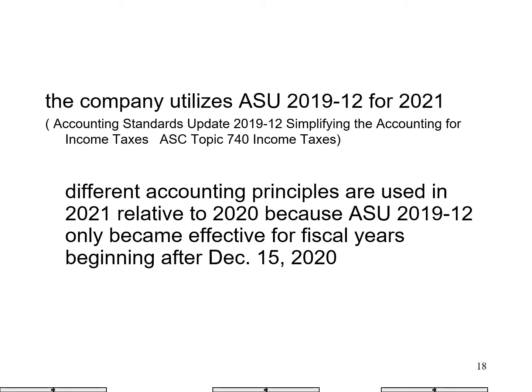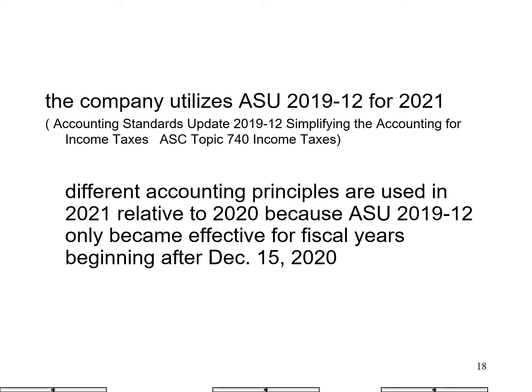The company utilizes Accounting Standards Update 2019-12 for the year 2021 under audit. Different accounting principles are used in 2021 than were used in 2020 because ASU 2019-12 didn't become effective until years beginning after December 15, 2020. So it was not applicable for the year 2020, but it is required for the year 2021.